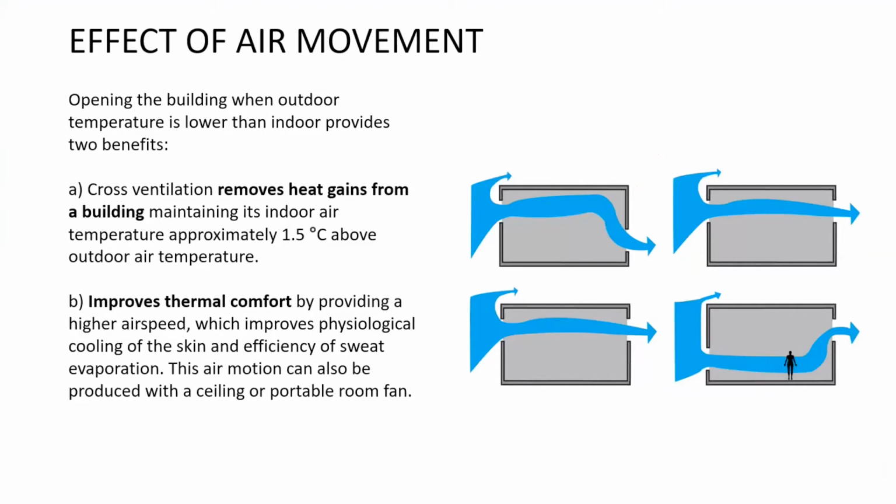And when we think about air movement, two things are important. We have cross ventilation to remove the heat gain from the building, keeping it as close as possible to air temperature outside. And then we're also providing higher airspeed that's going to improve physiological cooling of the skin and the sweat evaporation. And of course, this air movement can also be generated with a ceiling or portable fan. So these two things actually help in a hot and humid climate to maintain comfort. Again, getting the hot air outside the space and providing some air movement to evaporate that sweat.